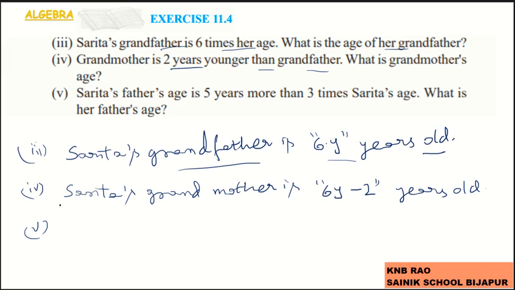Fifth, Sarita's father's age is 5 years more than 3 times Sarita's age. Very simple. So, Sarita's father is, now Sarita's father's age.